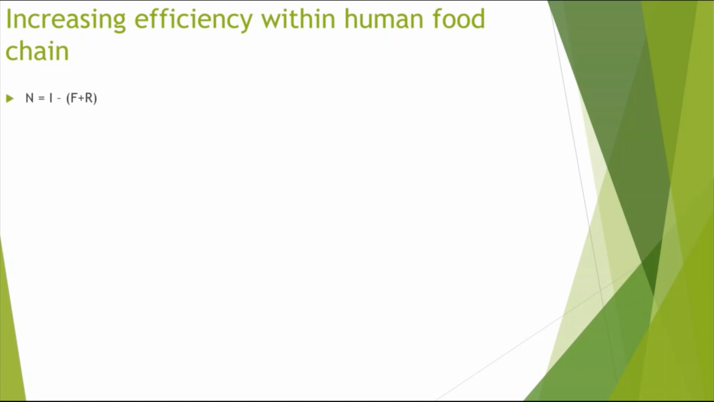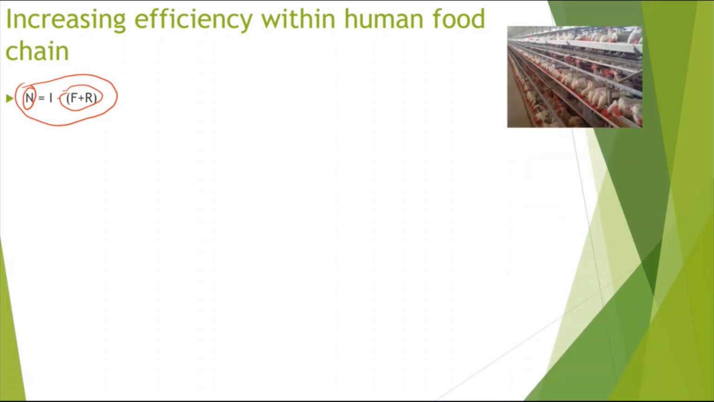So if you remember, the formula for the net production is just N is equal to I minus F plus R. And if we want to increase the efficiency within the human food chain, we need to increase N, which is the net production, as much as possible. And for us to do that, we must minimize the energy loss to feces, urine, as well as respiration. And this is our focus to increase the efficiency.